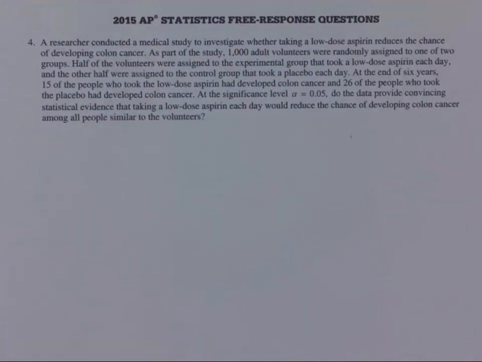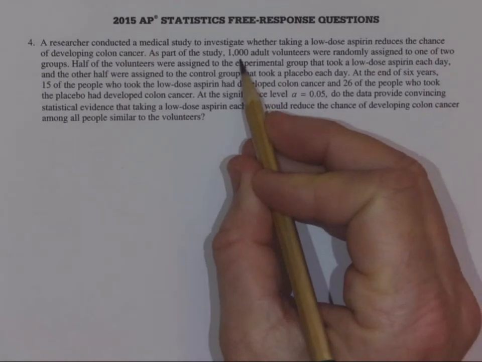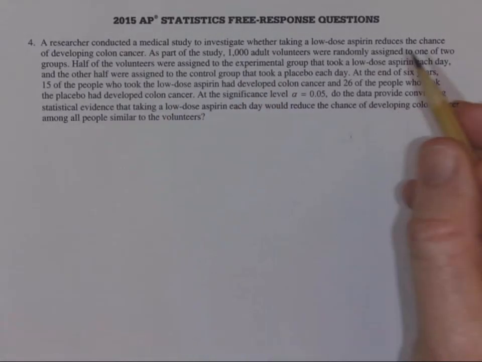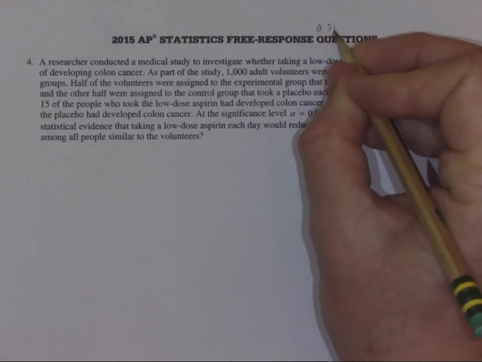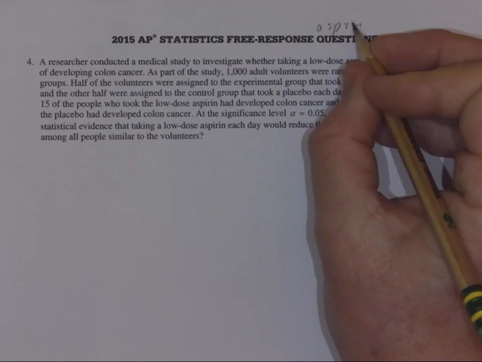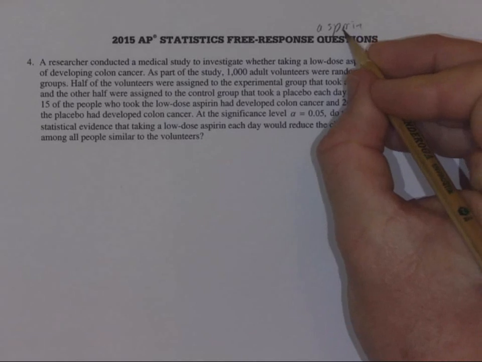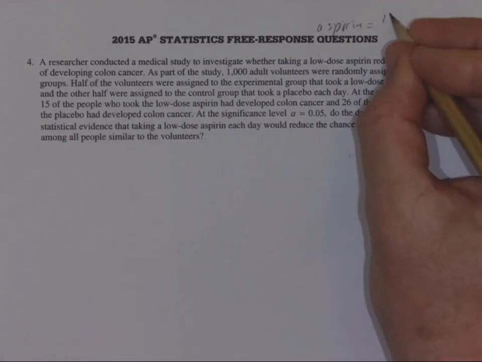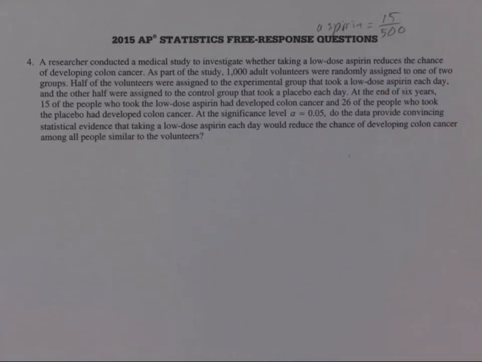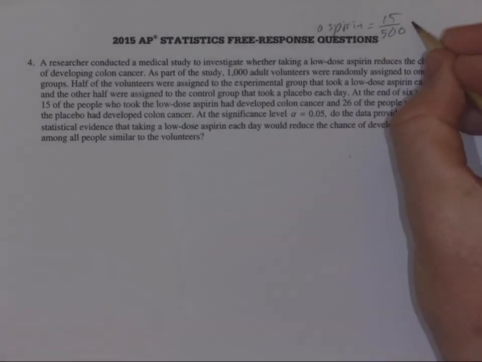The whole premise of this is you had 1,000 people, 500 were randomly assigned to take aspirin. So you had 500 take the aspirin, and 15 of the 500 developed colon cancer. All right, and so that would be 3%. That'd be 0.03.